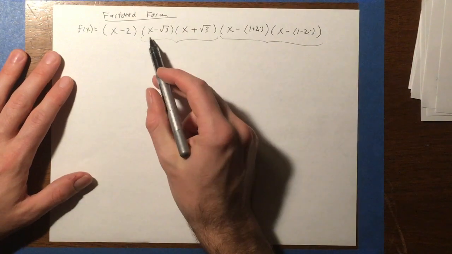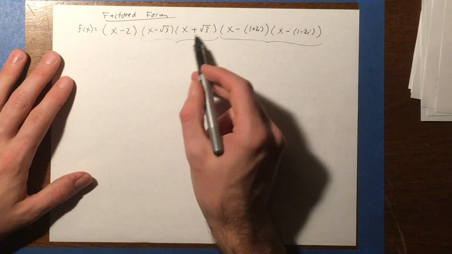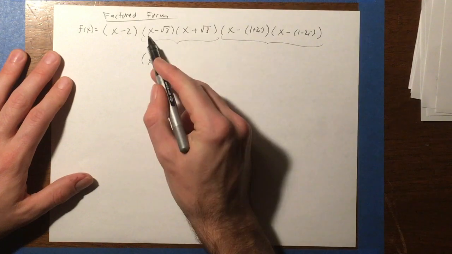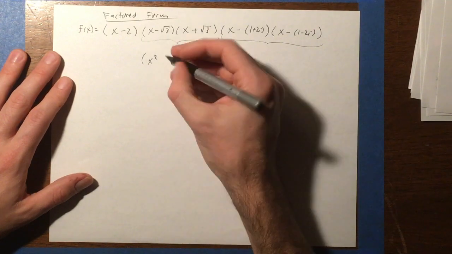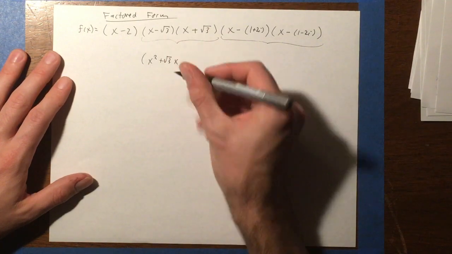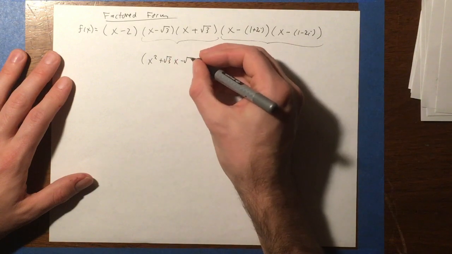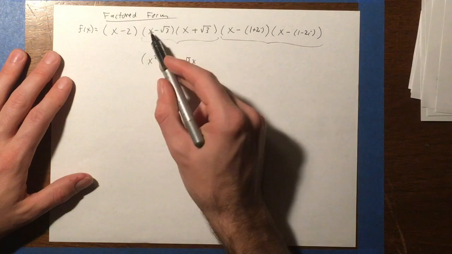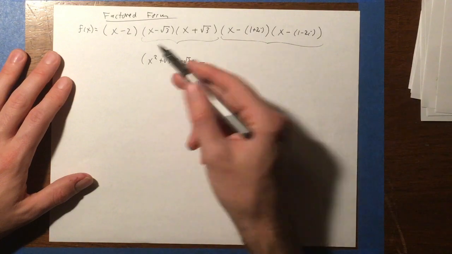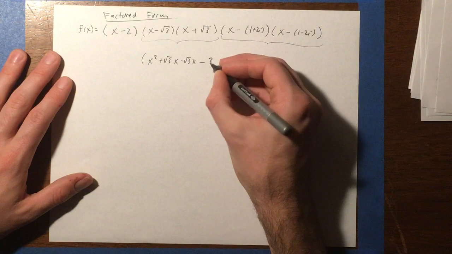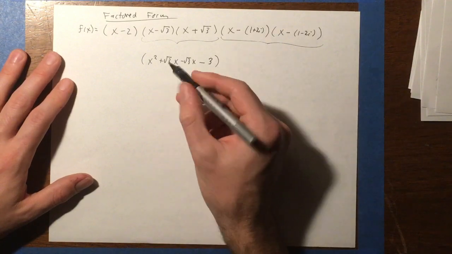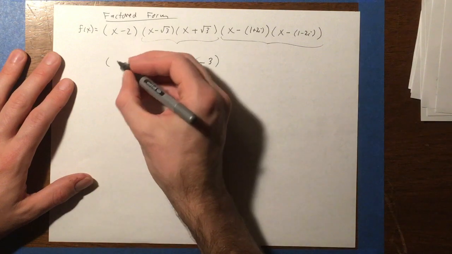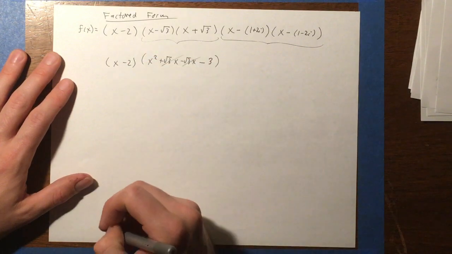So let's see what happens if we multiply out x minus root 3 times x plus root 3. We get x times x, x squared. Then x times positive root 3, so plus root 3 times x. And then negative root 3 times x. And we get negative root 3 times positive root 3. Negative times positive is negative, and the square root of 3 times itself is 3. So the plus root 3x and the minus root 3x just cancel out. Now we still have this x minus 2 over here.